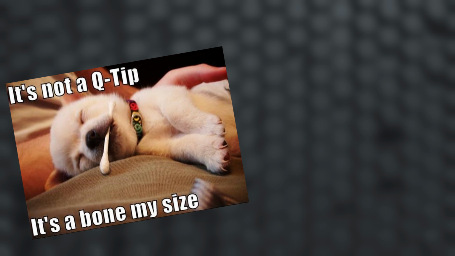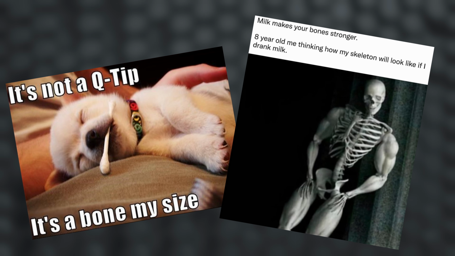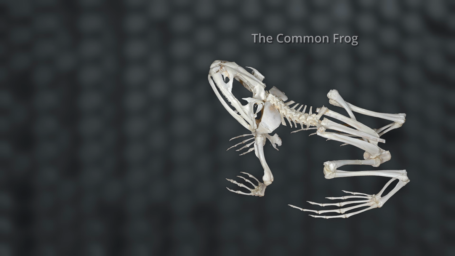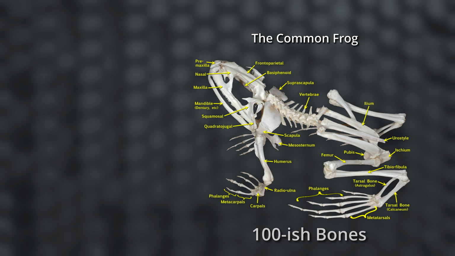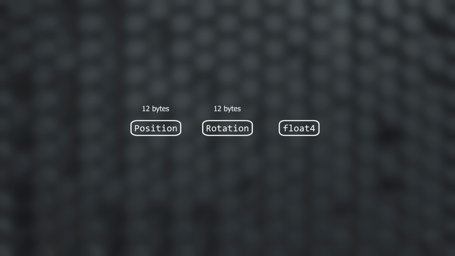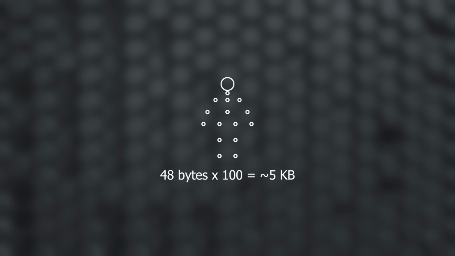Depending on the size of our skeletons, evaluating the poses can require a significant amount of memory. Not in terms of our whole RAM, but in terms of our much smaller caches. Since a skeleton with 100 bones, which is not crazy by any stretch of the imagination, would have 3 float 4s, one for position, rotation, and scale respectively. So that's 48 bytes times 100, which equals around 5 kilobytes. And that's just one pose.